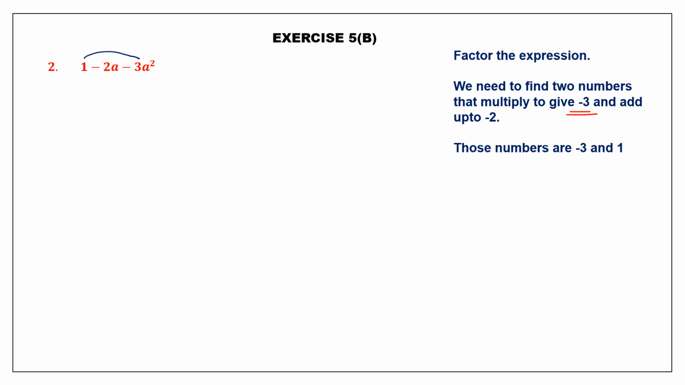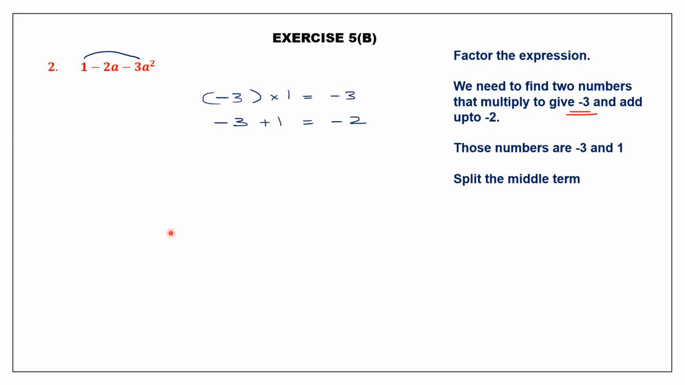Let's try with that and see. So if we take negative 3, multiply it by 1, negative 3 into 1 is negative 3. Let's add it up and see. Negative 3 plus 1 will give us negative 2. So that means these are the numbers, negative 3 and 1, because when we multiplied, we got negative 3. When we added, we got negative 2.